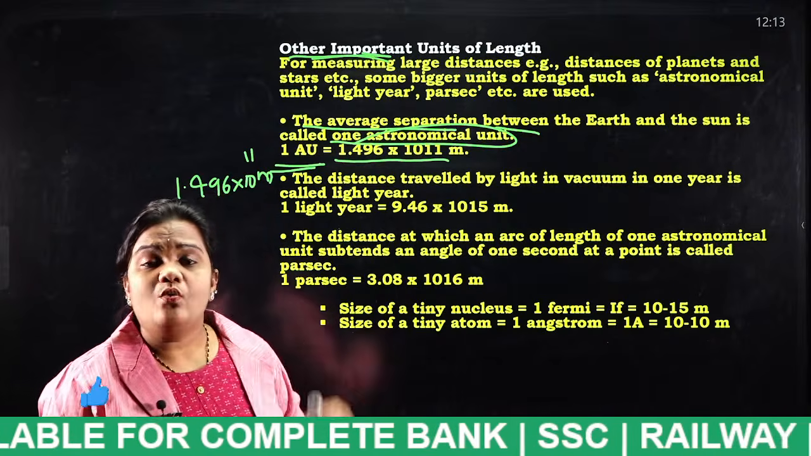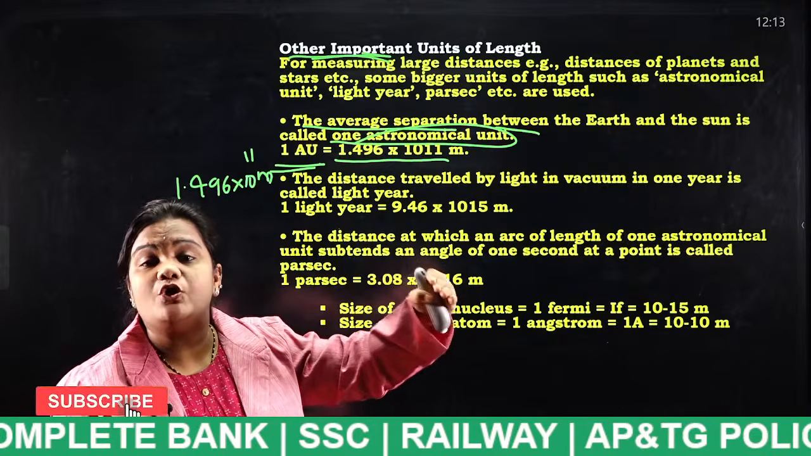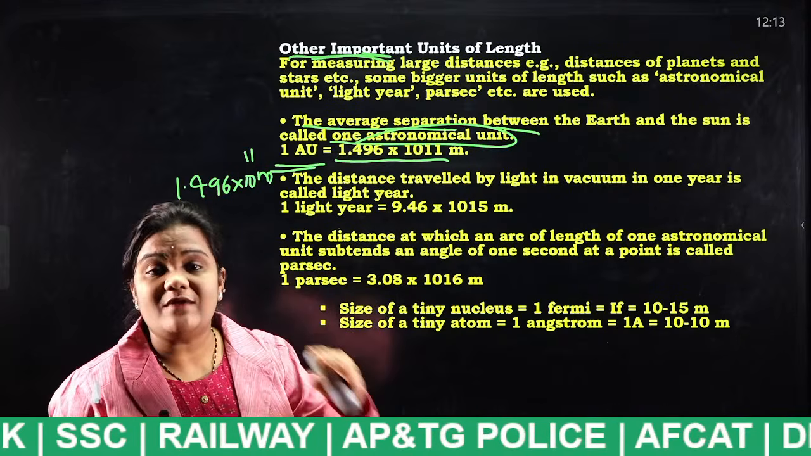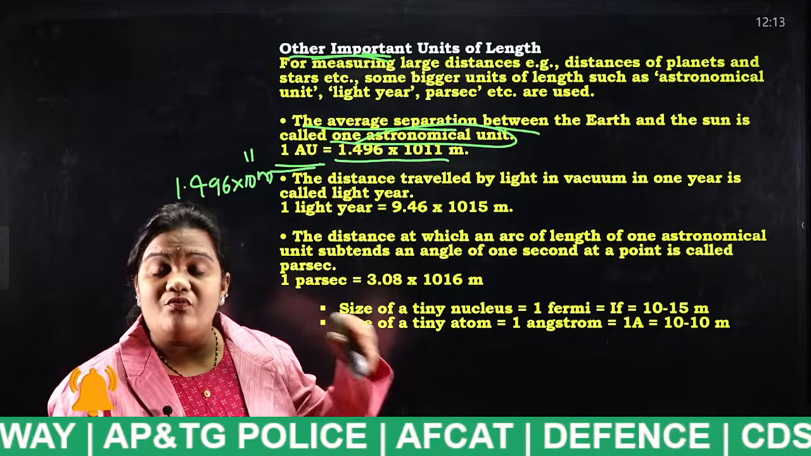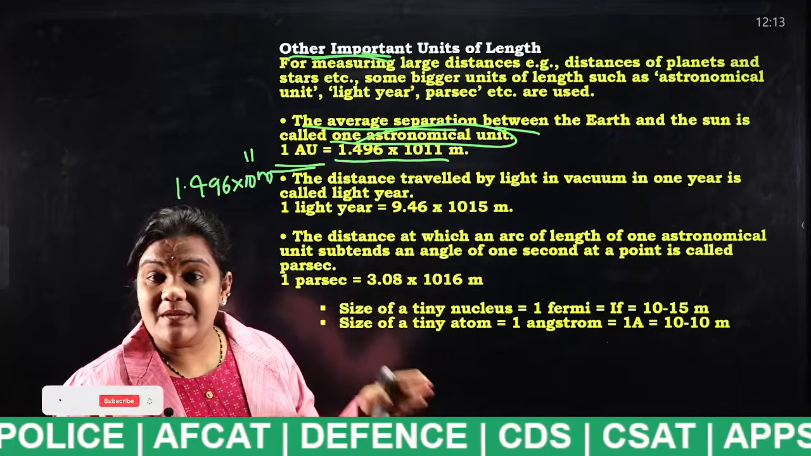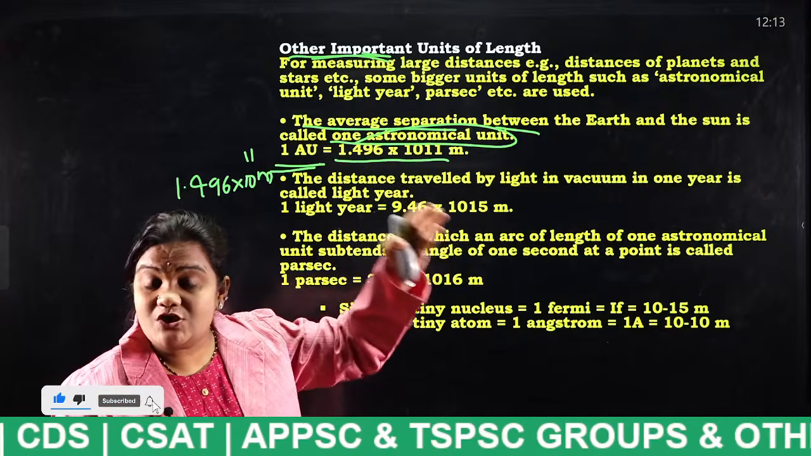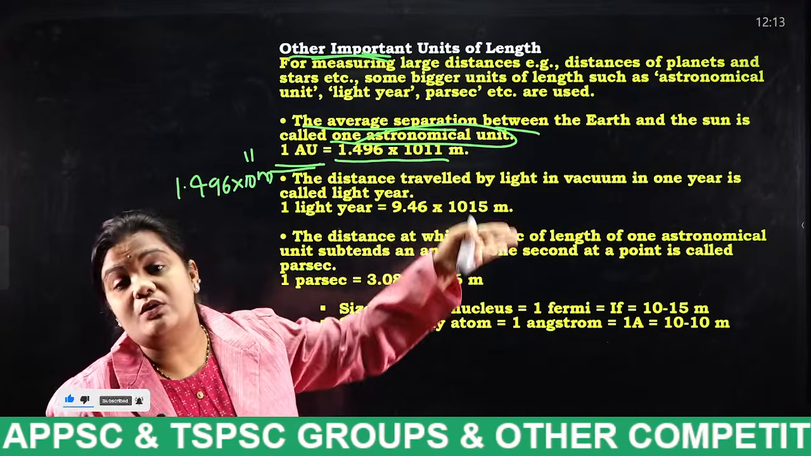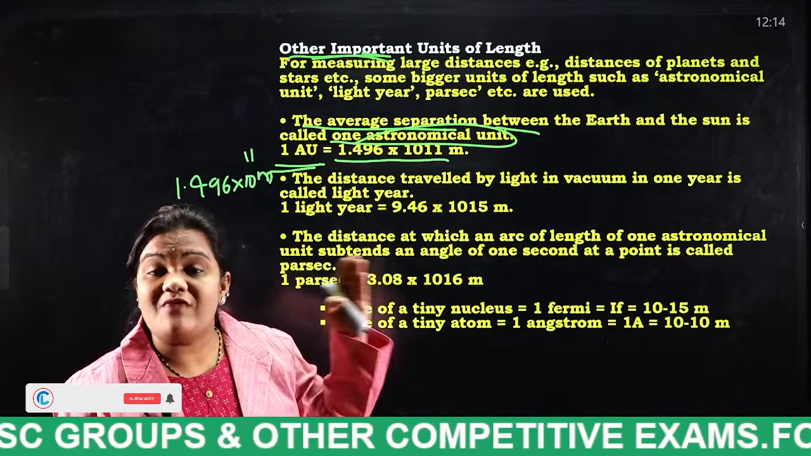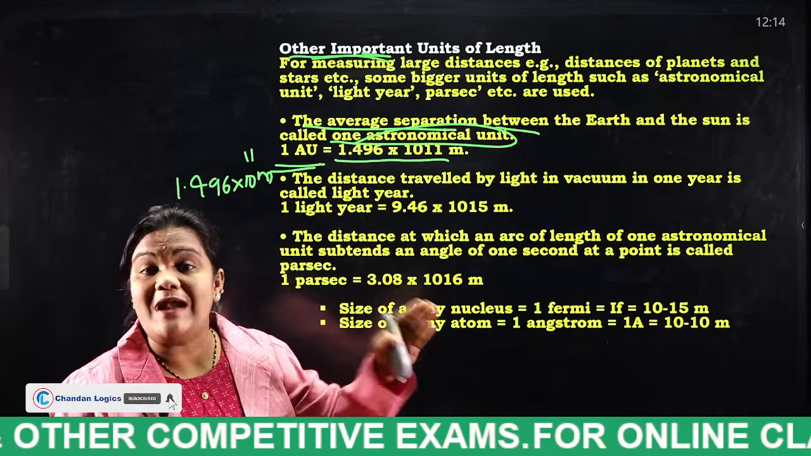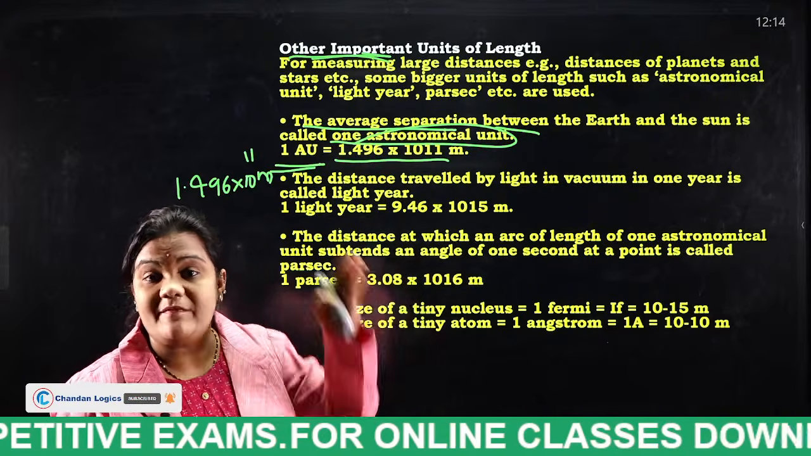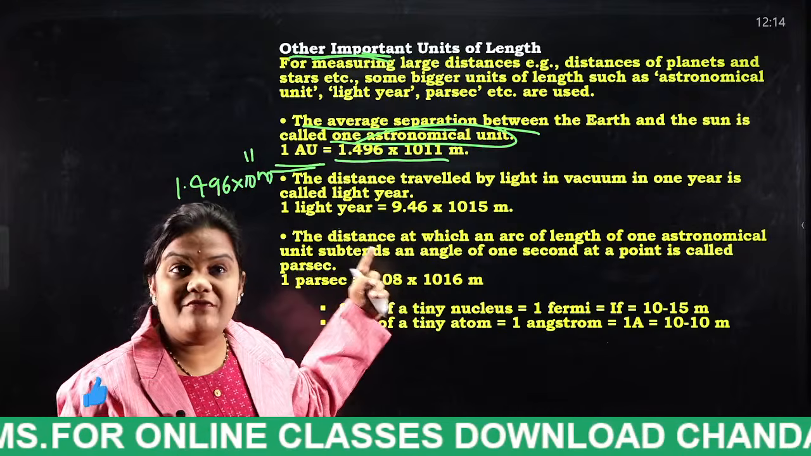Now we are converting astronomical units into meters. Did you get what I said? 1 astronomical unit is the distance between the earth and the sun, and if we convert it into meters, 1 astronomical unit is equal to 1.496 into 10 power 11 meters. Very, very important.